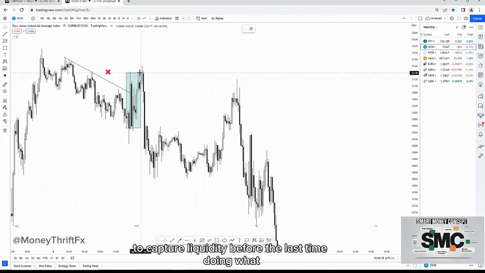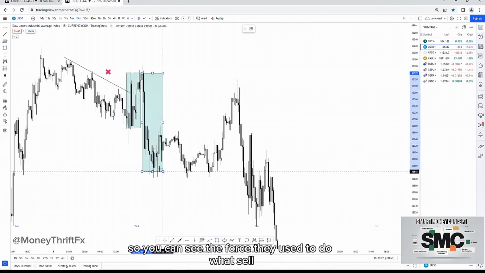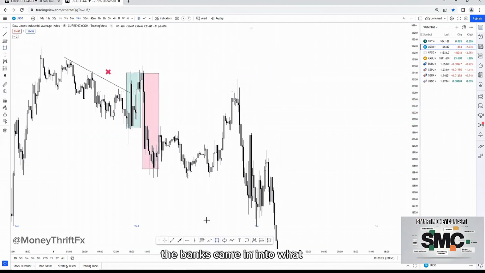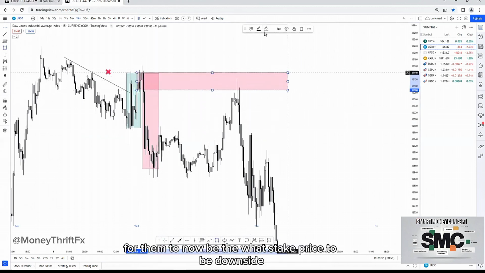Before, they started selling off from there. So you can see the force they used to sell. After that, can you see now how the banks came in? The banks came in on this last series of buy candles, for them to now take price to the downside.